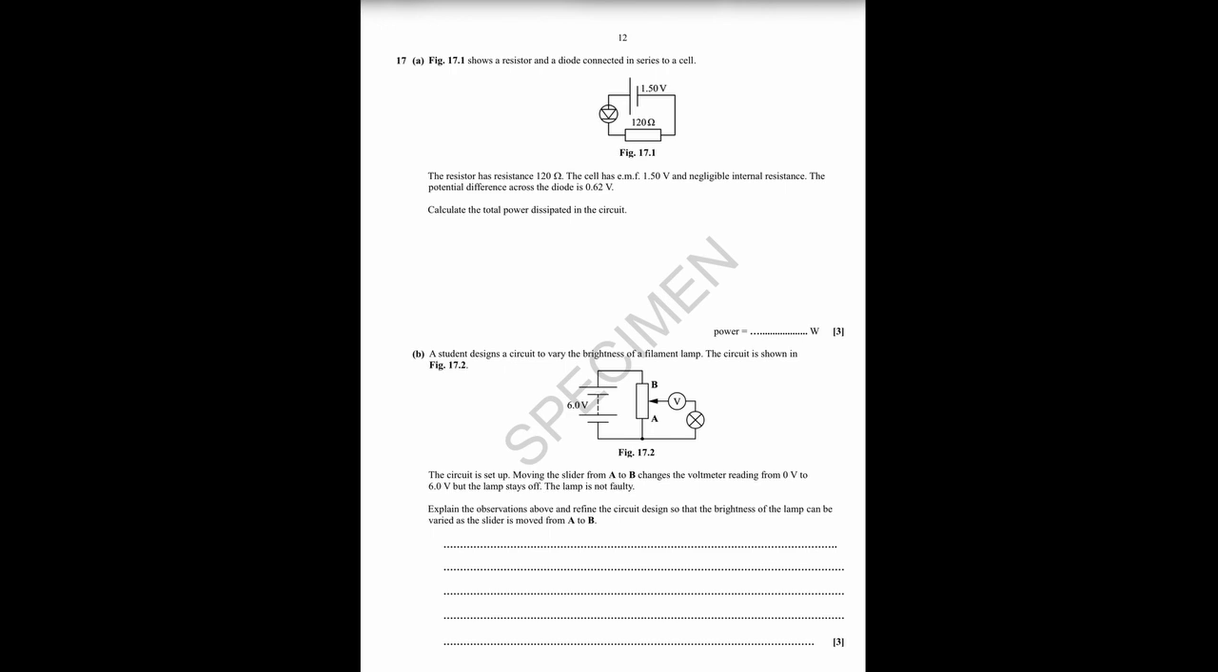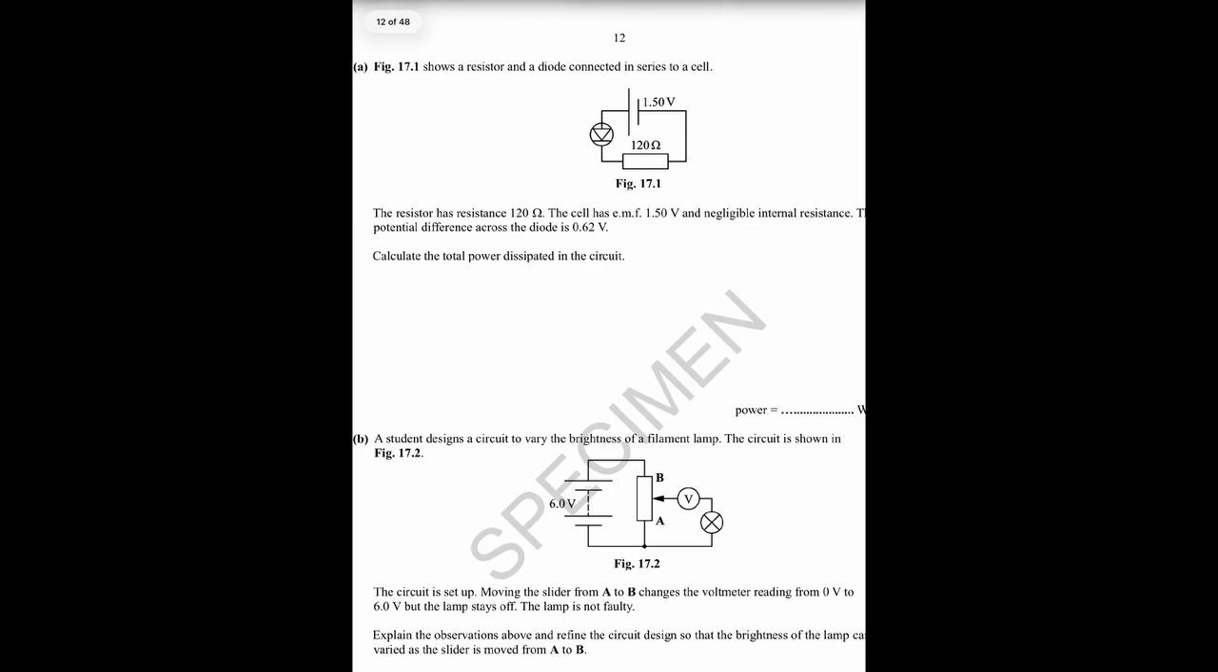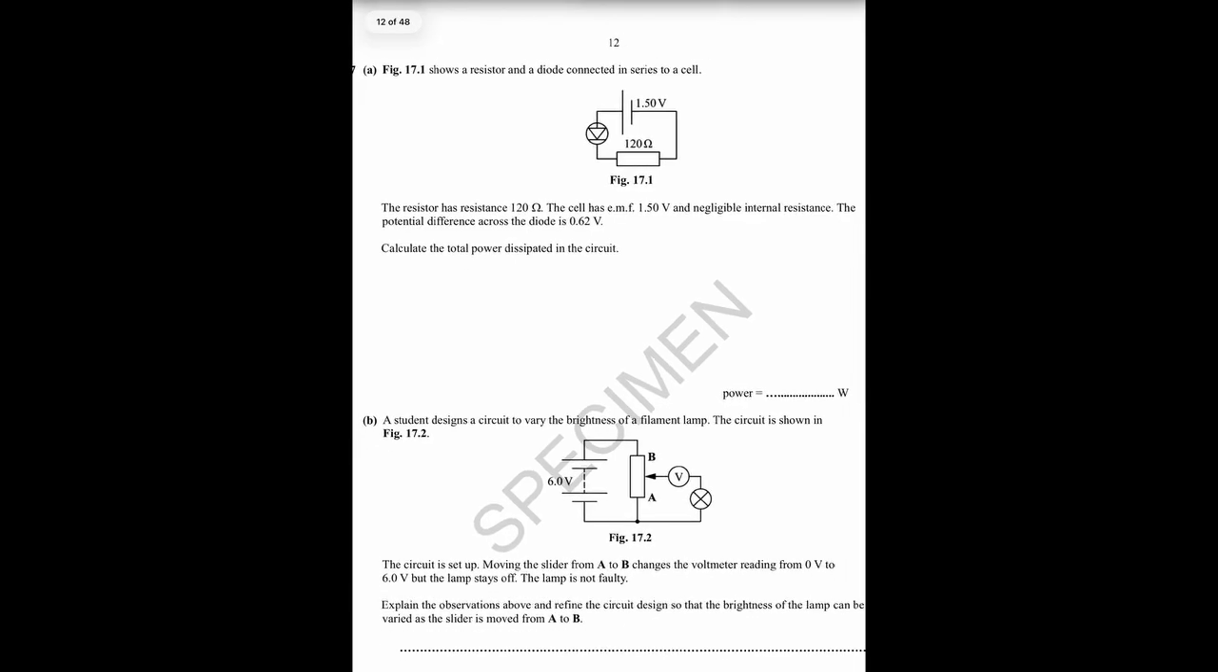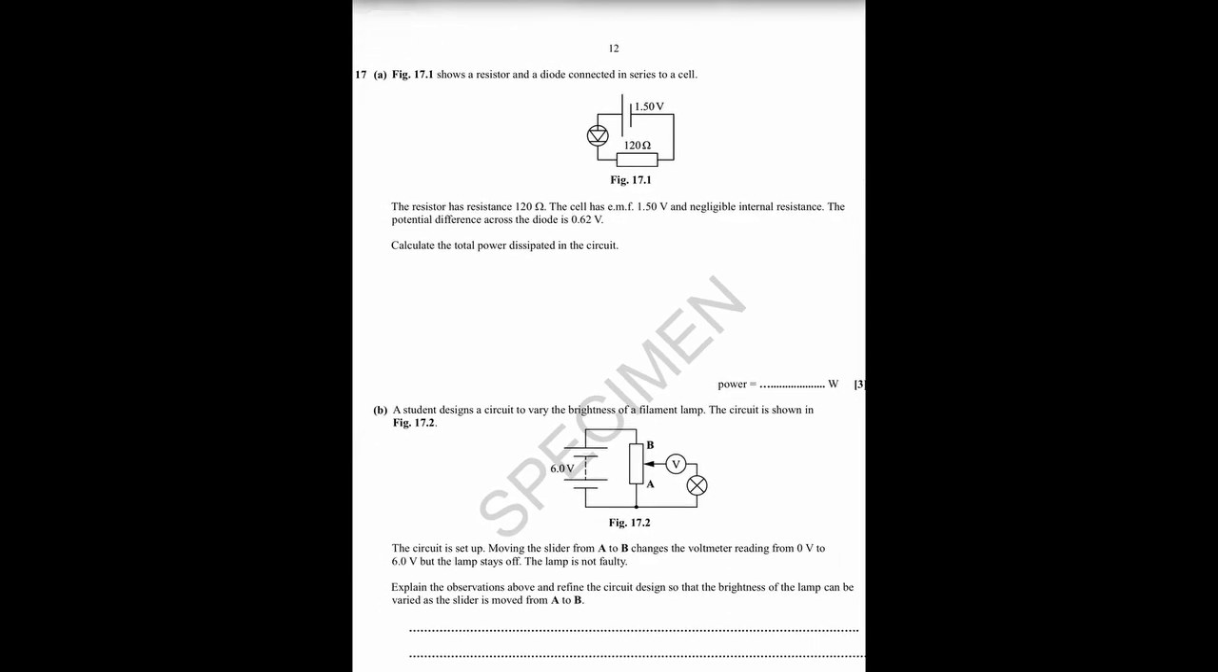So what should I do when I've got an electricity question? I need to remember to first label all the things that I know onto the diagram, because sometimes they miss out labels and just give the information in the question. So is there anything they've told me that I could figure something out from? The resistor has a resistance of 120, that's already labeled on there, that's fine. The cell has an EMF of 1.5, that's labeled on. Negative internal resistance, that's good. And it says the potential difference across the diode is 0.62. So that's something they kept a secret from me. I'm going to label that on there as 0.62 volts.